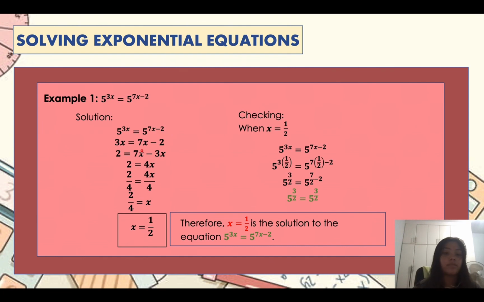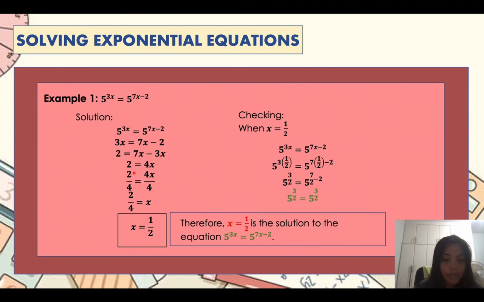To simplify, we combine like terms. So we combine 7x and 3x. We transpose 3x onto this side, which becomes negative 3x. Then we transpose negative 2 onto this side, and it becomes positive 2. Upon simplifying, we have a result of 2 is equal to 4x.